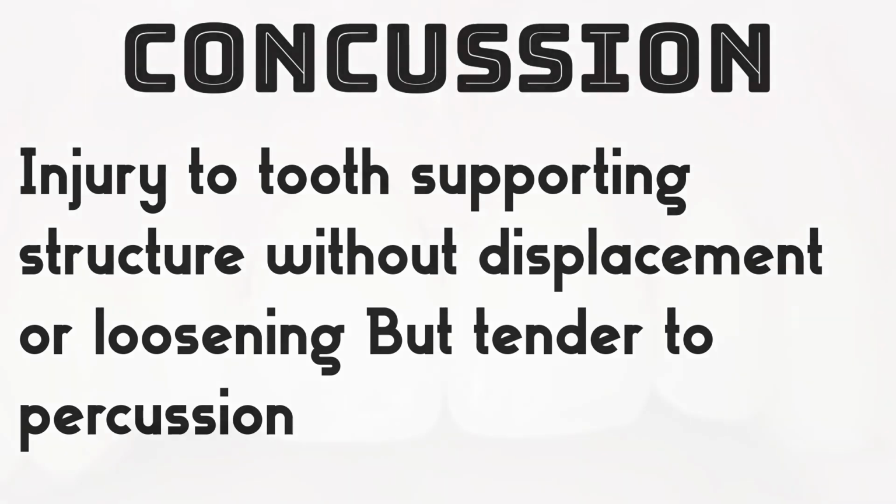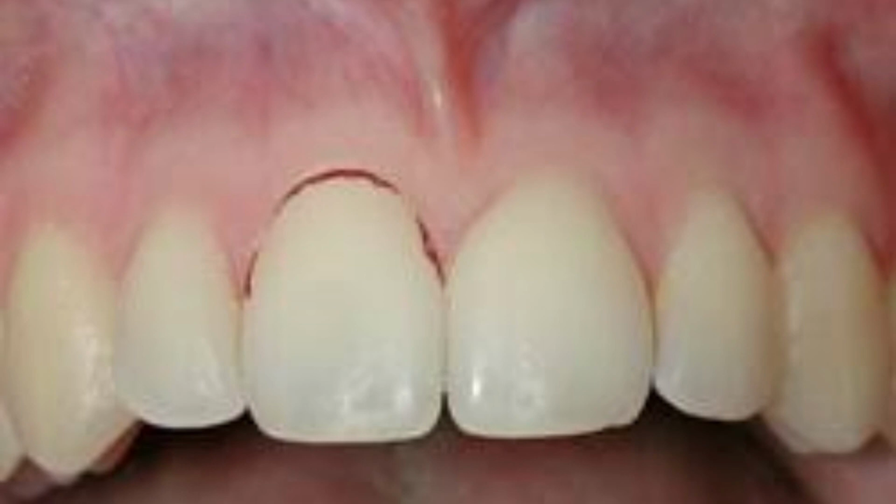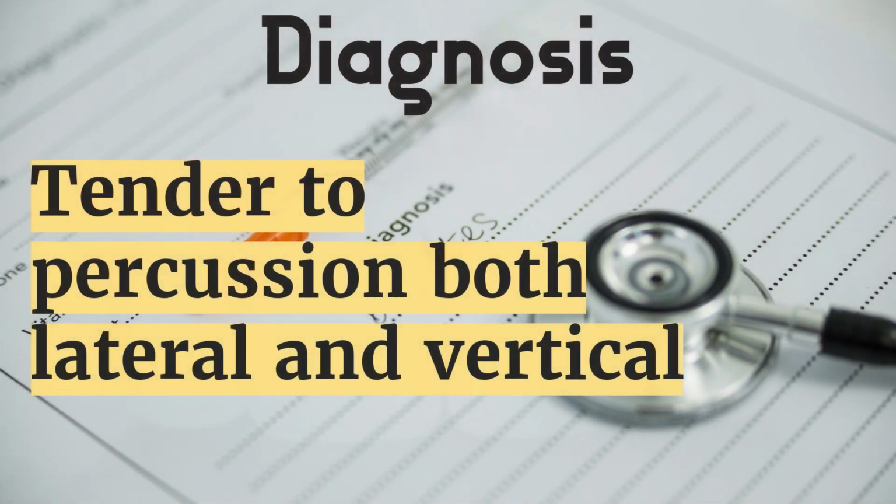Now we will see a clinical presentation for a patient having a concussion. So how can you know whether this is a concussion or not, just by doing the diagnosis for the patient, tapping on the tooth? If it is tender to percussion, both vertical and lateral, it means that the patient is having concussion. And you can ask him if there's any history of trauma, because one of the causes is trauma. So here is the diagnosis. As I said, if the tooth is tender to percussion, both laterally and vertically, it can confirm that the patient is having concussion. What is the treatment? Make sure to watch the video until the end so that you will know what is the treatment for concussion.